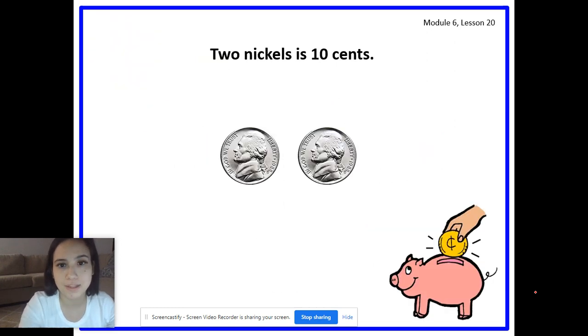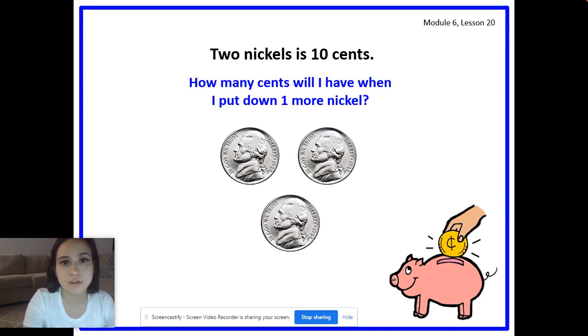Let's go. So look at this. We've already said that 2 nickels is 10 cents. Let's read that sentence together. Get ready. 2 nickels is 10 cents. Very good. So how many cents will I have when I put down 1 more nickel?